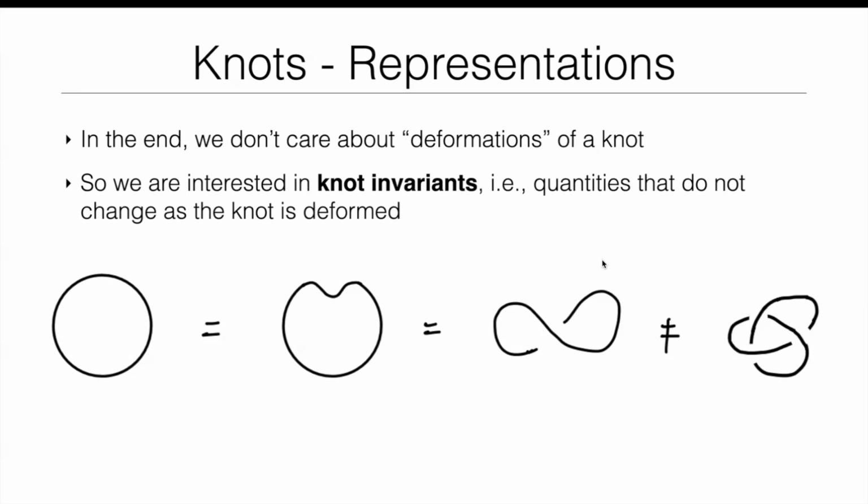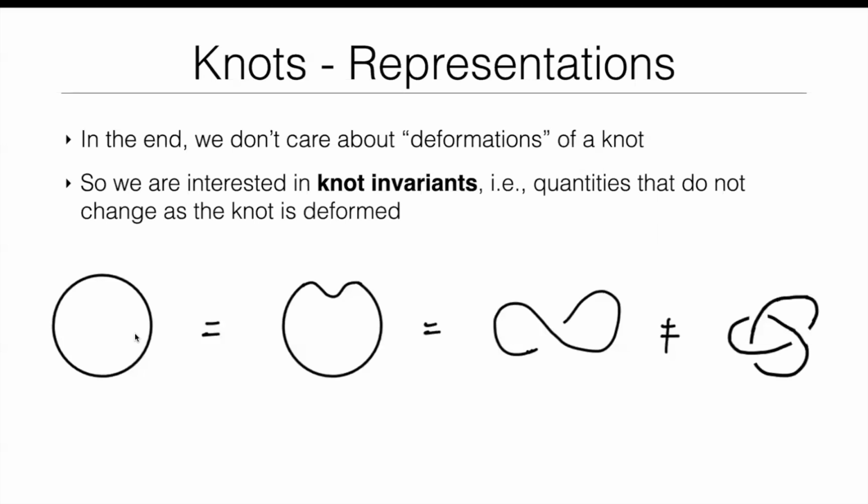So mathematicians are interested in describing these knots somehow by characterizing them using invariants that will not be sensitive to me doing this to the knot or doing this to the knot. But I want these invariants to be different for this and this, and I want them to be the same for this and that.